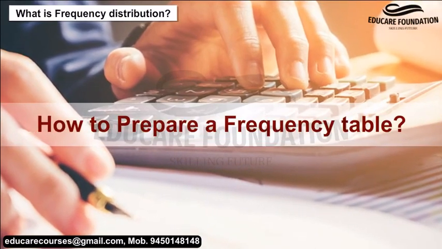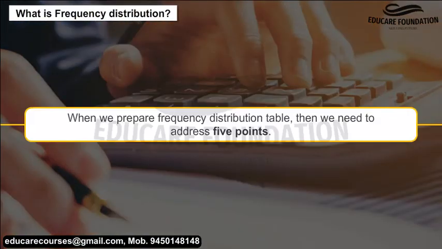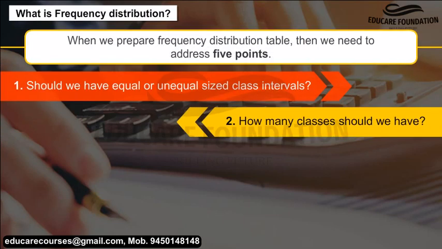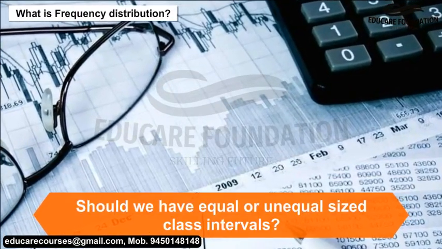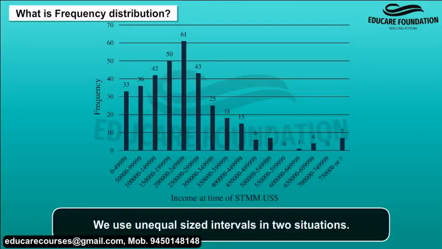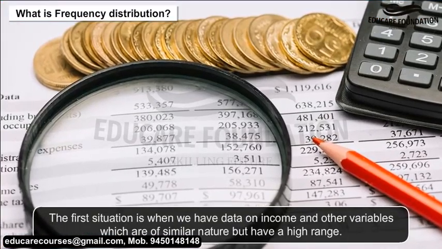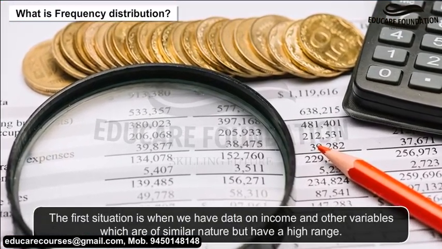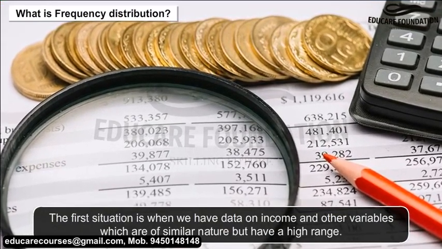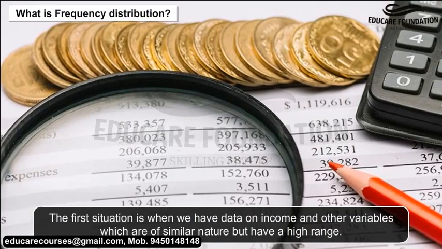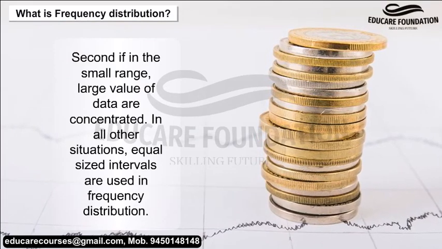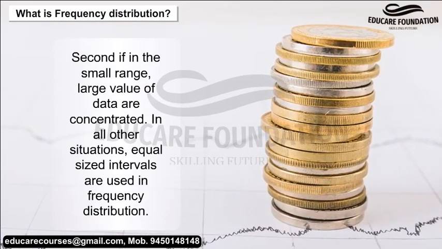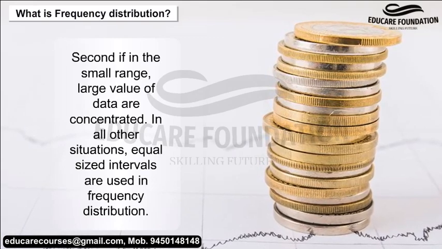How to prepare a frequency table? When we prepare a frequency distribution table, we need to address 5 points. Should we have equal or unequal sized class intervals? We use unequal sized intervals in two situations. The first situation is when we have data on income and other variables which are of similar nature but have a high range. Second, if in a small range, large values of data are concentrated. In all other situations, equal-sized intervals are used in frequency distribution.